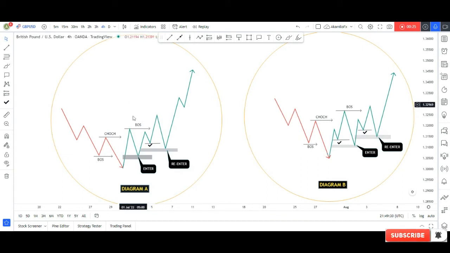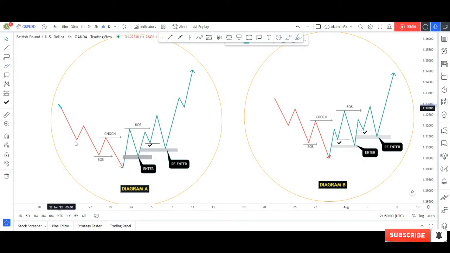You can see we have two diagrams in this. We have diagram A and then we have diagram B. I'm here to bisect diagram A and also diagram B so that you get an understanding of how to identify the high probability entrance. Okay, now let's focus on diagram A.